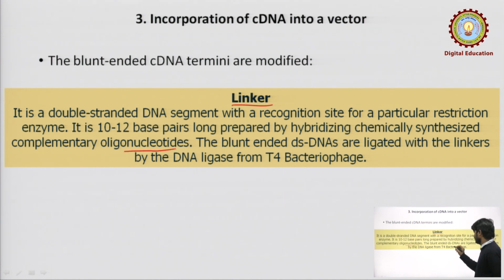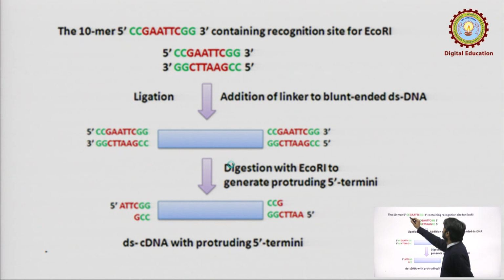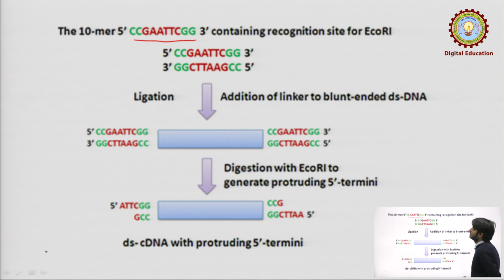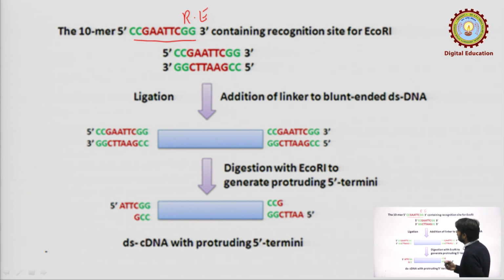The blunt ended double stranded DNA is ligated with the linkers with the help of DNA ligase enzyme from T4 bacteriophage. So, here is the example of how we will ligate. Let this be the linker, and it contains a site for a restriction enzyme, and it will cut from here and here. So we have to ligate this to the ends of the complementary DNA.